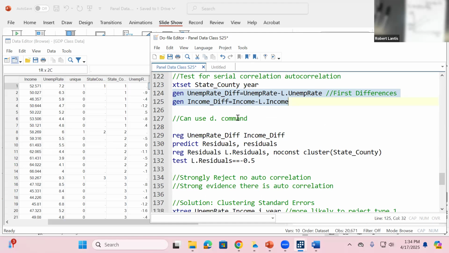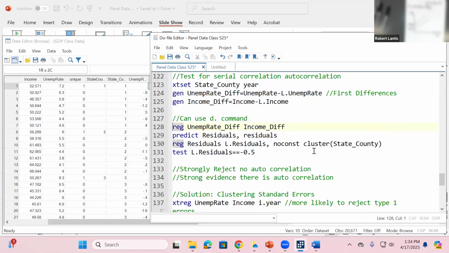So here, what do I want? So I'm going to put this comment in here to remind myself to show you something. But I've already got these created. So what I'm then going to do is run that first difference regression where I take the difference in unemployment rate, which I calculated, and the difference in income.